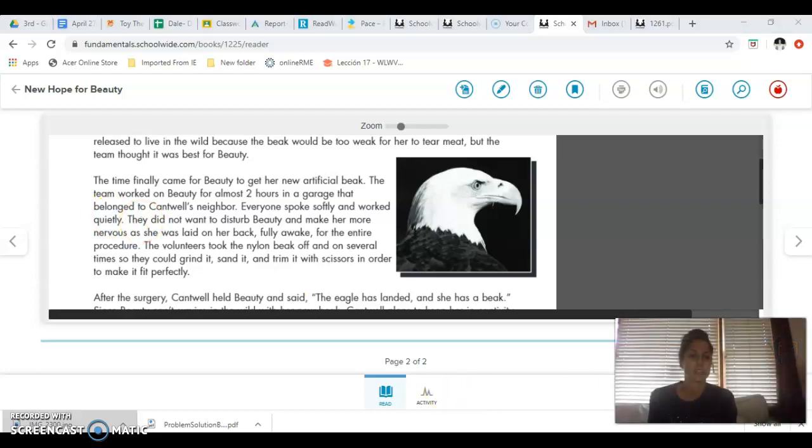So Miss Dale is thinking right now and having a bit of empathy and sympathy for this bird. I cannot imagine what it would be like to be laying on your back fully awake and that vulnerable. This bird is used to being like a strong predator and right now putting its trust in these humans. But if you can see, assuming that this is Beauty after the procedure, that beak looks pretty good.